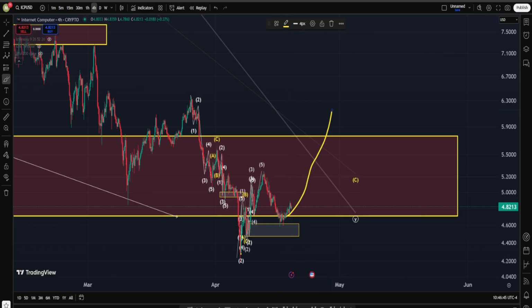And I hope I explained everything well and you understood what is going on in Internet Computer's price chart.